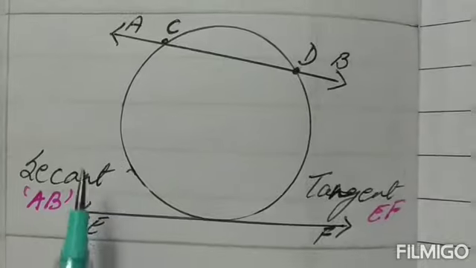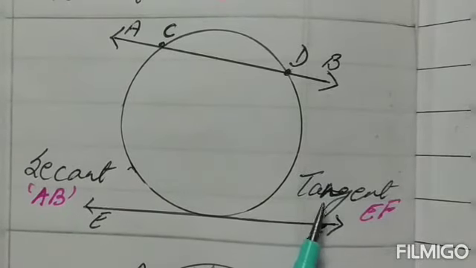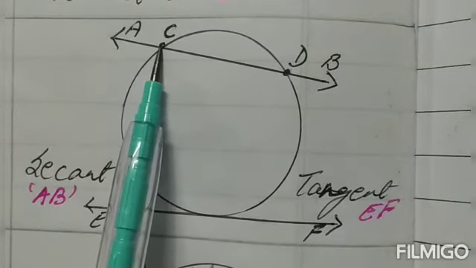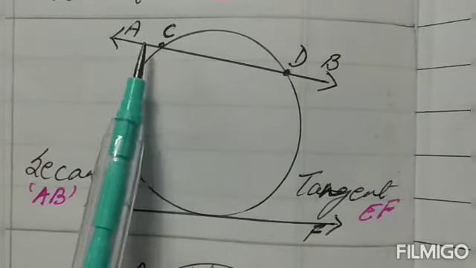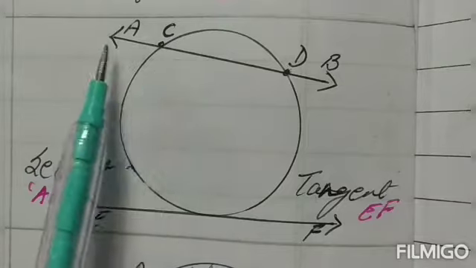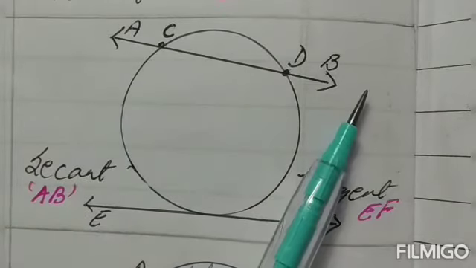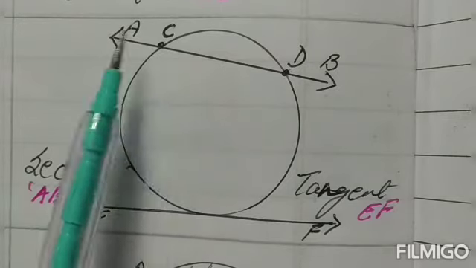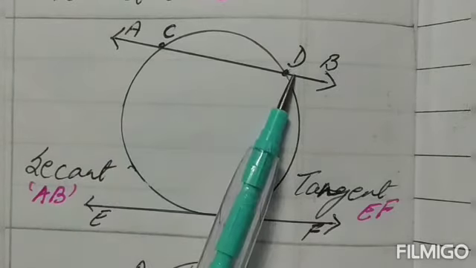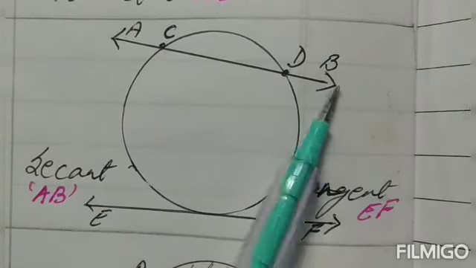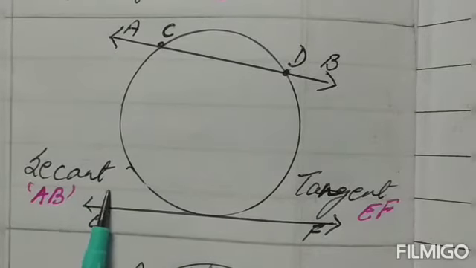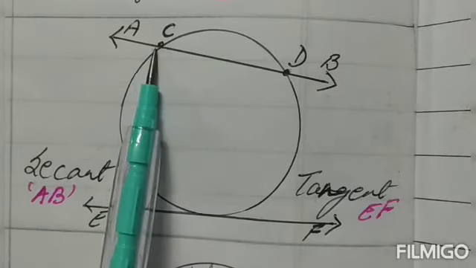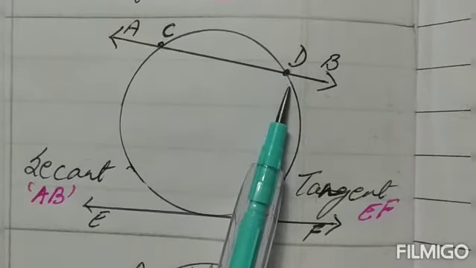Next thing we see is known as a secant and a tangent. Any line which passes through the 2 points on the circumference and then extends outside the circle. Now if CD is a chord and if this chord is made to extend outside the circle on both the sides, then this is given the name secant. Now AB is the secant and CD is the chord.